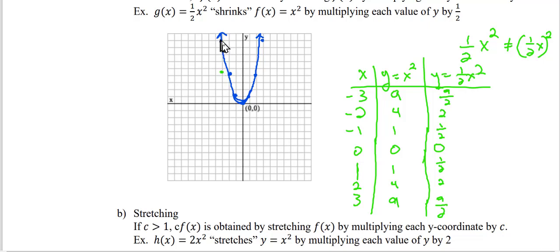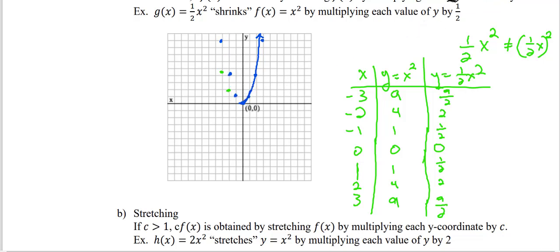So notice that the point that was up at -3, 9 is now at -3, 4.5, shrinking it down toward the x-axis, cutting it in half. This point was at -2, 4. Now it is at -2, 2. That's the y value.